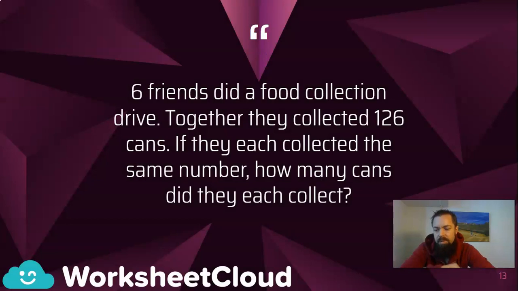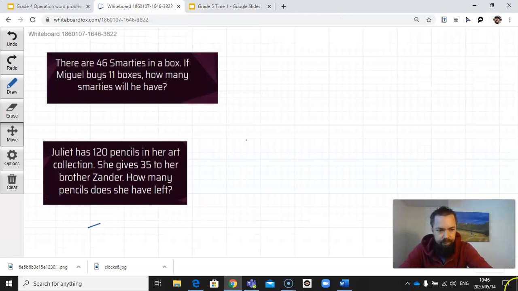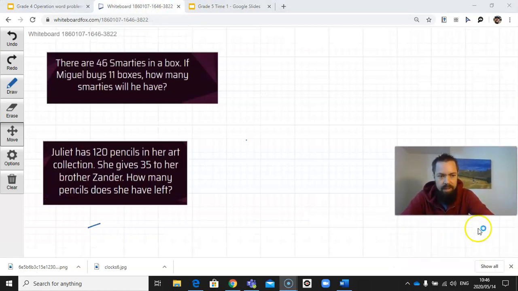Okay, so that's the 8 problems. Let's jump across to the whiteboard and start to take the maths out of the sentences.